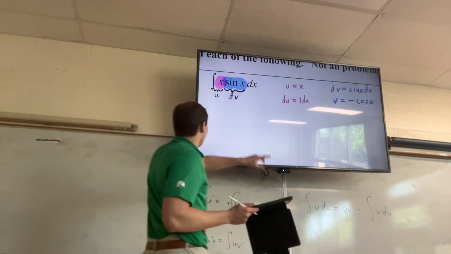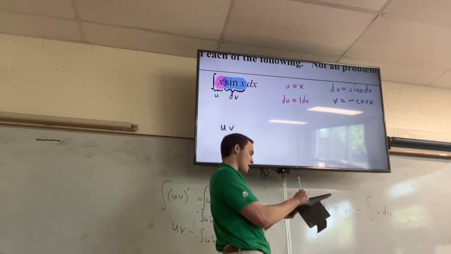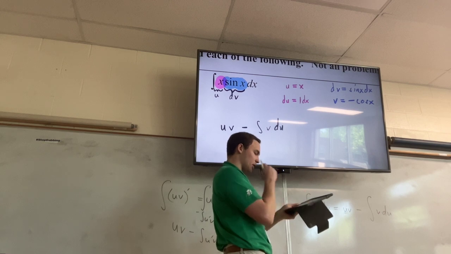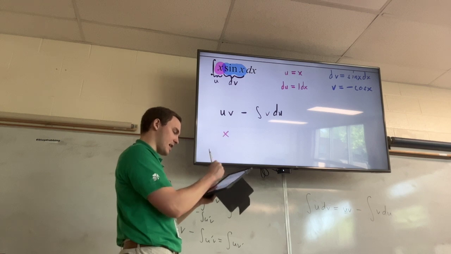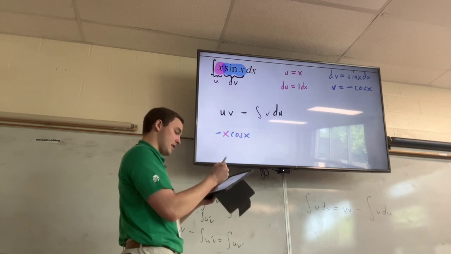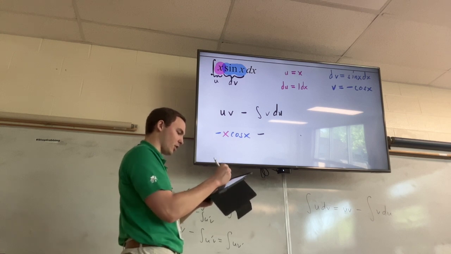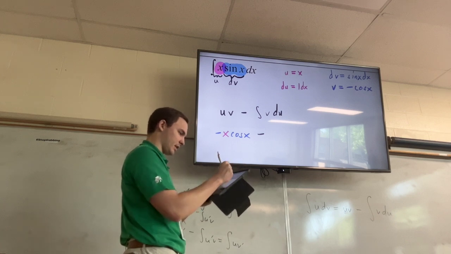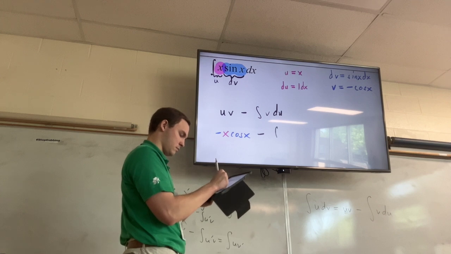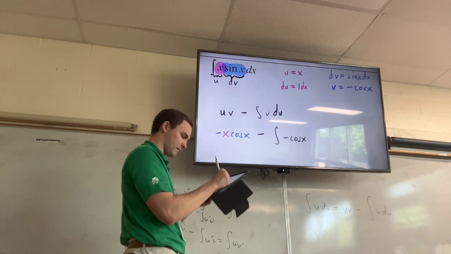All right, and so this integral, I had the integral of u dv, so my answer is going to be uv minus the integral of v du. So I just start plugging stuff in. What's my u here? x. What's my v? So x times negative cosine x. Then I have a subtraction symbol. And then I have the integral of, what's v du? What's v? Negative cosine x. Oh, shoot. Negative cosine x dx.